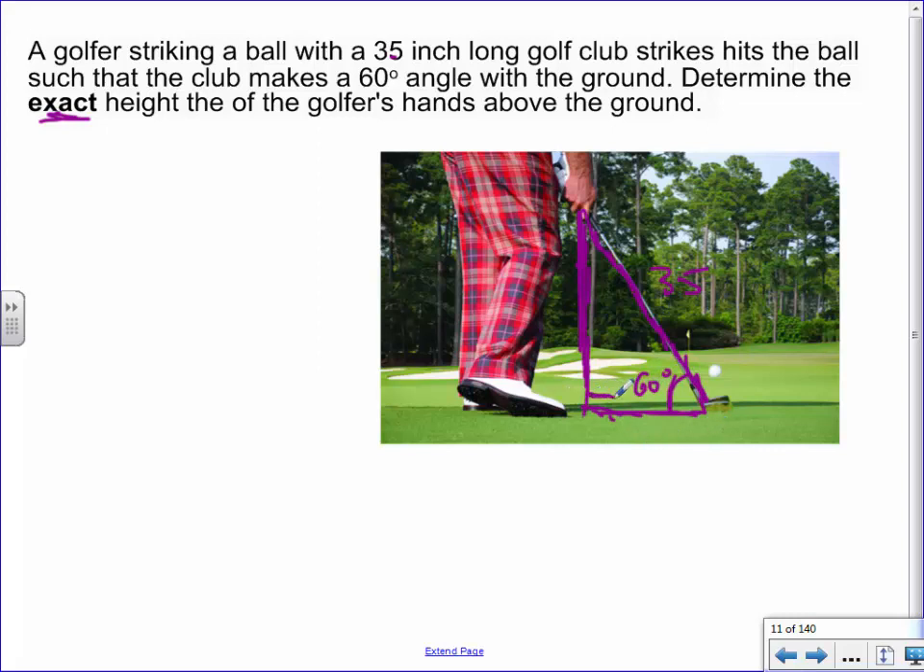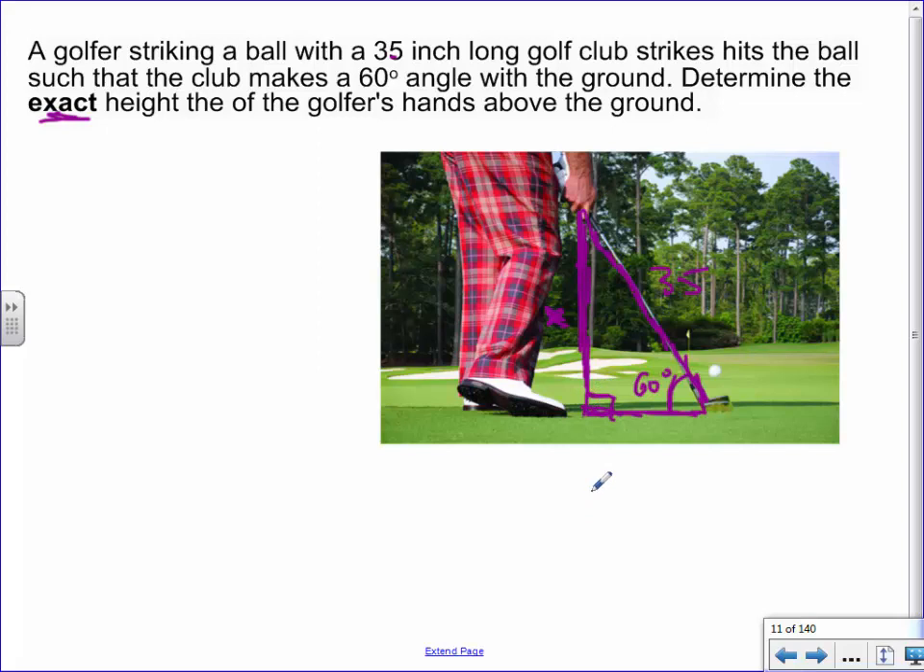This should be a right angle. I know I didn't say as much, but I'm presuming that the ground and the person make a right angle, unless he's playing on really uneven terrain. Let's assume the ground is flat. What I'm asking you for then is, let's find this side right here. How high are his hands above the ground?